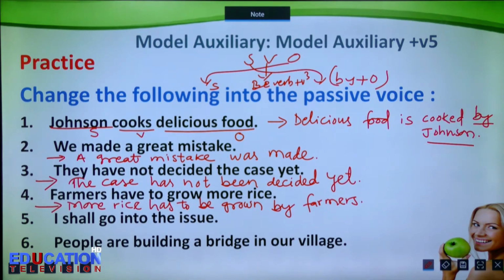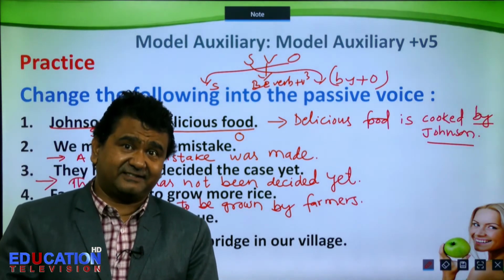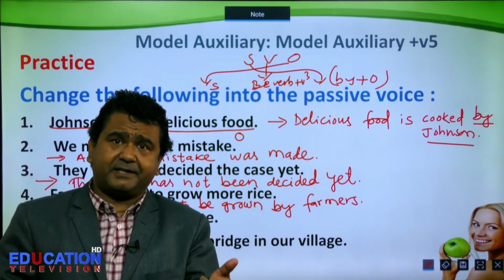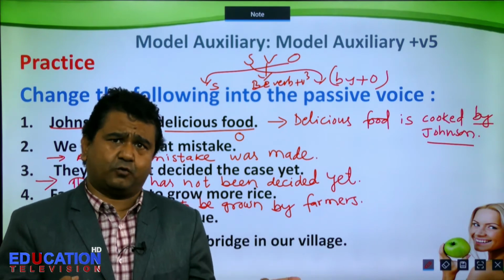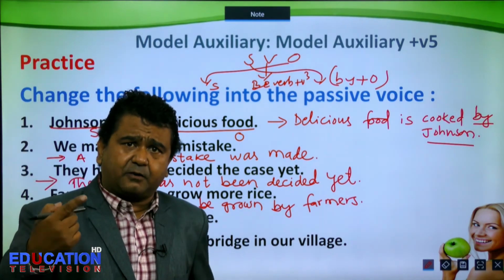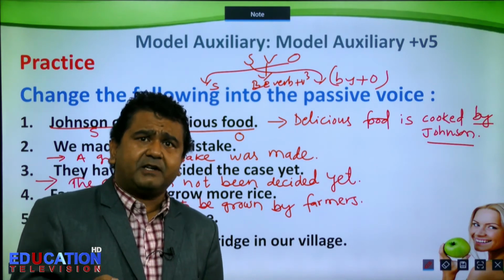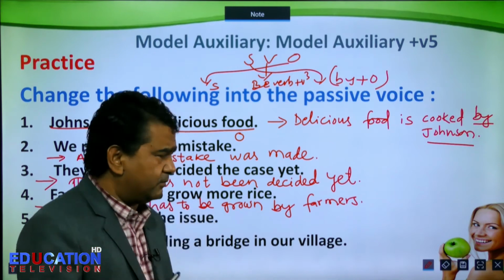I shall go into the issue. Remember, go into means investigate. I shall examine the issue. Remember, go is an intransitive verb, but go into is a transitive verb. Only transitive verbs can be converted into a passive form.